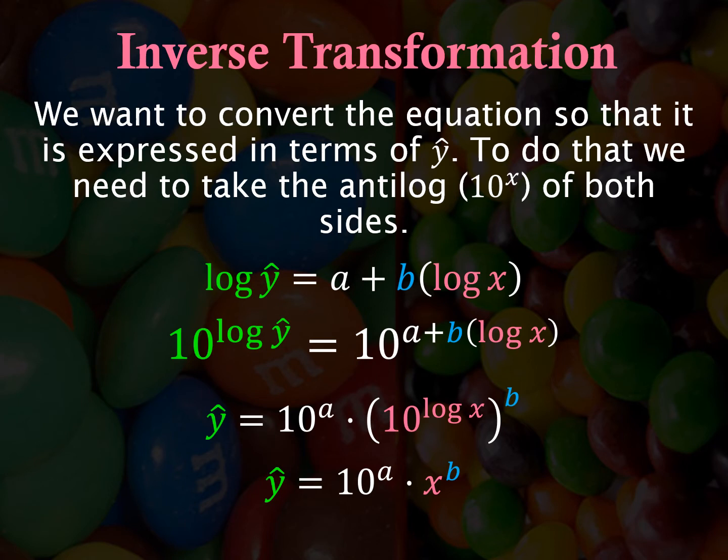So b was the slope of the regression equation, regressing log of y hat against the log of x. That also is the exponent in the power equation. So y hat equals 10 to the a times x to the b. Again, you probably don't have to worry about this on the AP test. I'm just telling you what it is, just in case it does show up.